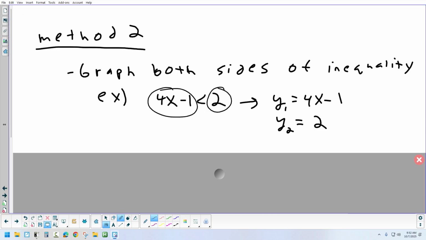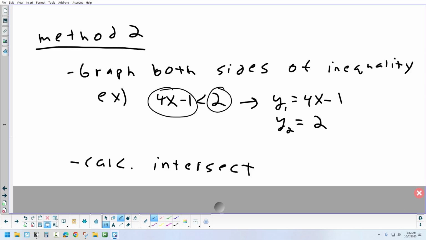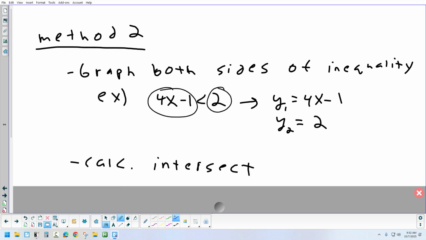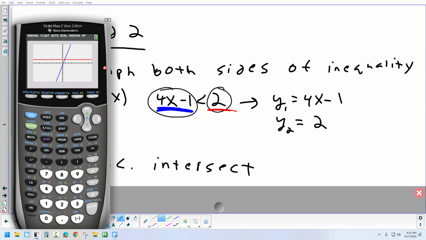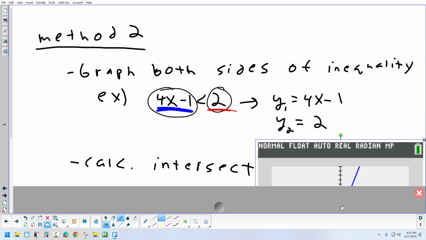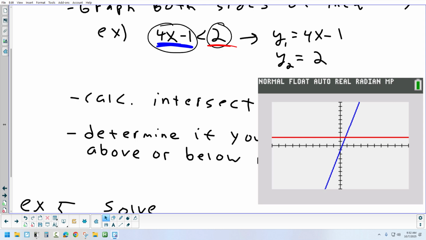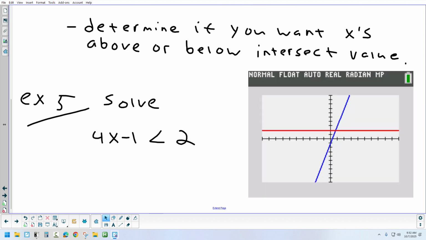Okay. So we'll put that in. And then we're going to calculate where they cross. Let's hit graph. There's the 4x minus 1, and there's the 2. So the 4x minus 1, I did that in blue. Just keep that straight. And I did that one in red. Let's put this over here. That's fine. Let's put it down there.